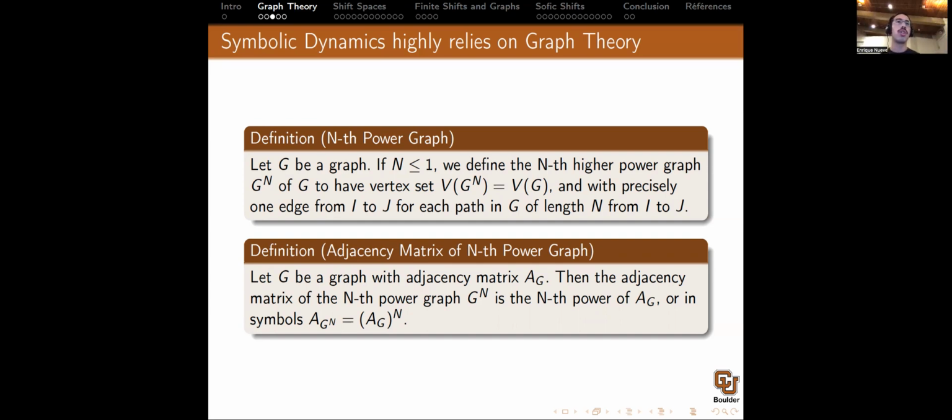The next result is about the adjacency matrix of the nth power graph. If you take the adjacency matrix and then take it to the nth power, or if you take your graph to the nth power and then take the adjacency matrix of it, you get the same thing.